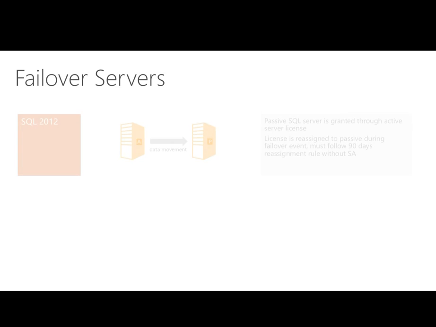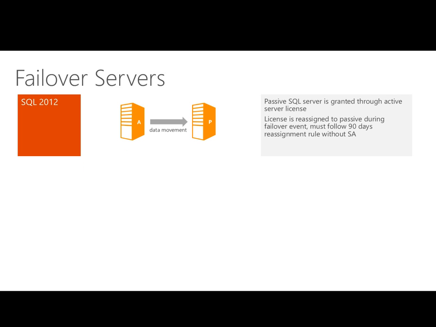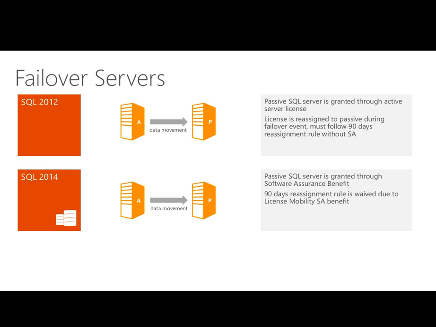So failover, what is failover? Here are the differences between SQL 2012 failover versus 2014. Before, with SQL Server 2012 failover, you have an active passive. And with 2012 SQL, the license is reassigned to the passive during a failover event and must follow the 90 days reassignment rule without Software Assurance. It means before, with 2012, if you don't have Software Assurance, you can reassign the license within 90 days only. Okay?